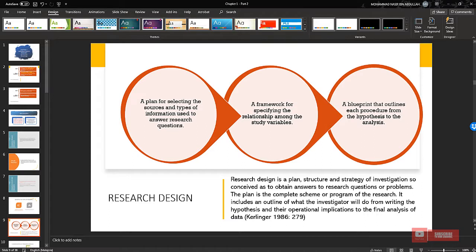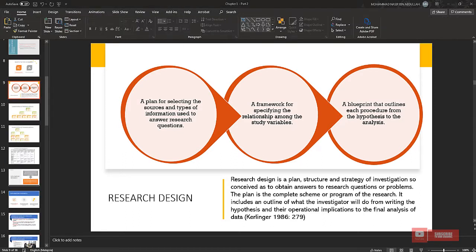So let's look at the next topic of discussion, which is research design. Alright, the research design is a plan, structure and strategy of investigation, so conceived as to obtain answers to research questions or problems, right? The plan is the complete scheme or program of the research. It includes the outline of what the investigator will do, from writing the hypothesis and its operational implications to the final analysis of data. This is based on Kerlinger, 1986.